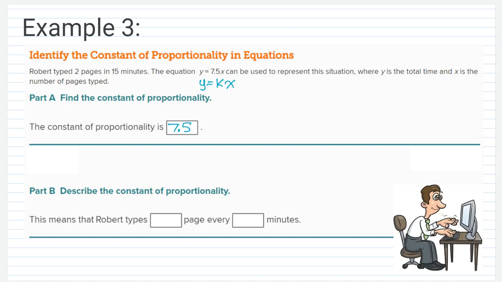So we're going to describe it. And again, if we're not sure which value goes where, because we know it's a unit rate, right? 7.5 is a unit rate. But is it minutes per page or pages per minute? Again, to help us with that, remember, k is equal to y over x. So think about what each of those values are representing. Y is the total time, which is in minutes. So we're going to have minutes over, and then number of pages. And so this is going to be pages. So it's minutes per page. So we can type, we're not reading, but we're typing 1 page every 7.5 minutes, or you could say it takes 7.5 minutes per page.